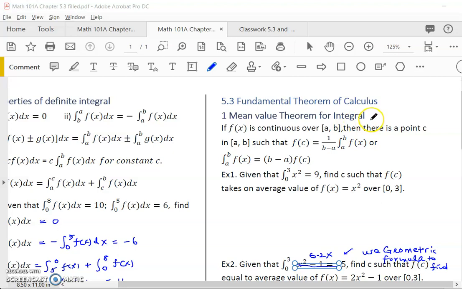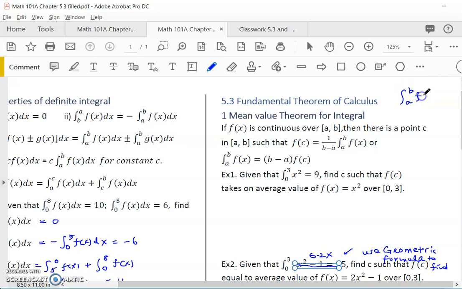Why do we need this? It is the last theorem that we would use to prove the fundamental theorem of calculus. And why do we need to prove it? Because we want to find the definite integral, the integral from a to b of f of x.